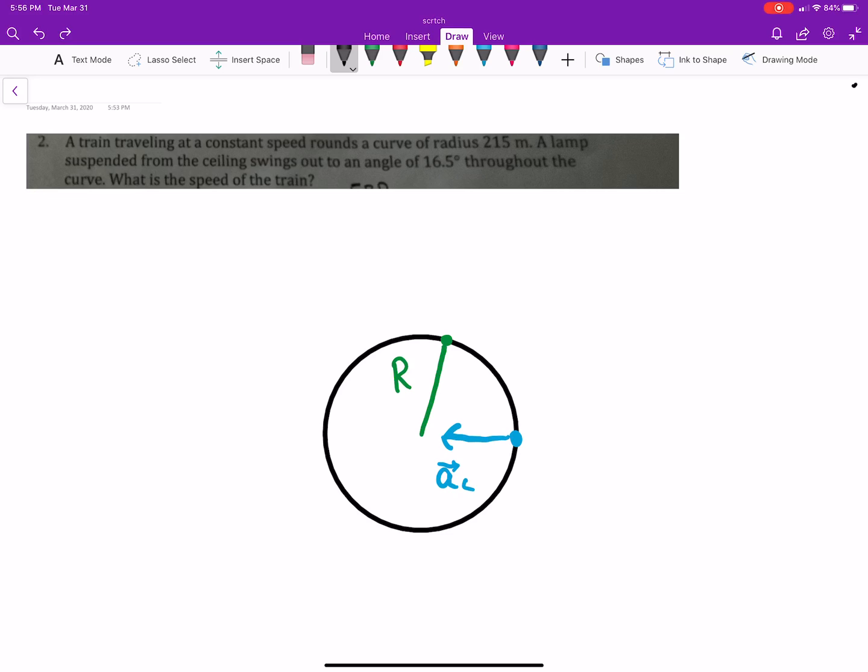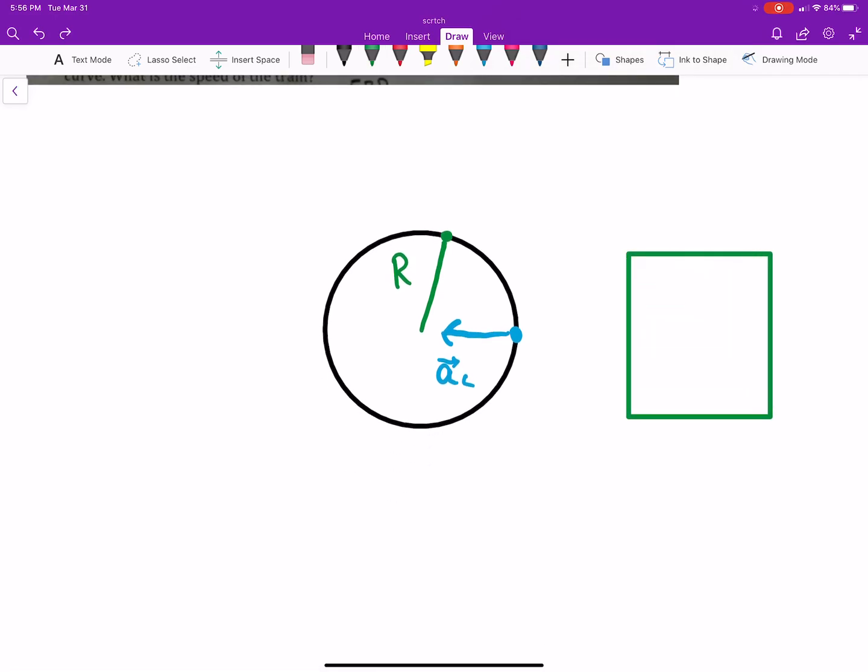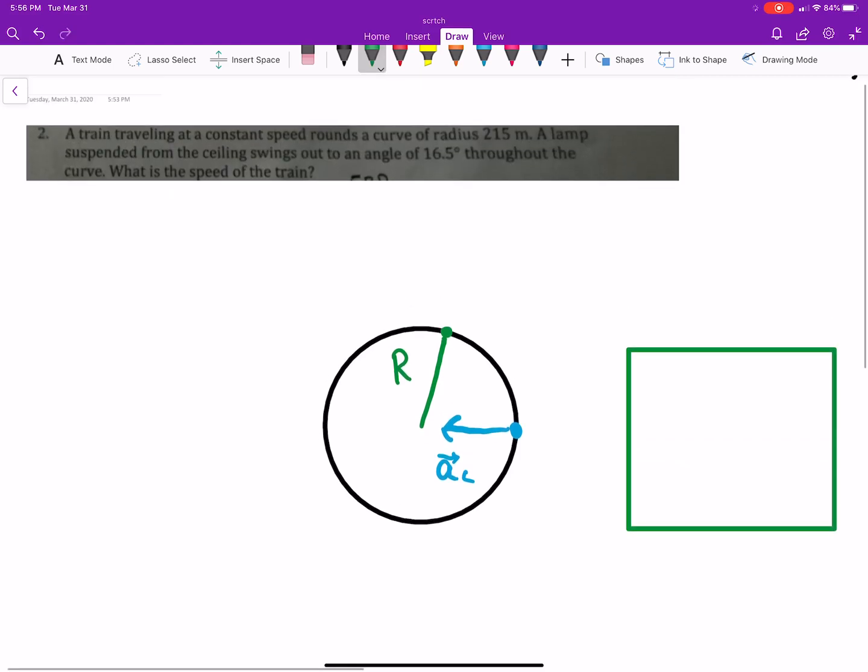Now, inside this train, maybe in a little compartment or something, I'll do it right here. Inside we have some lamp here. I'm just going to draw it as a little box. We'll give this an angle theta. Okay? Now let's draw a free body diagram for that lamp.